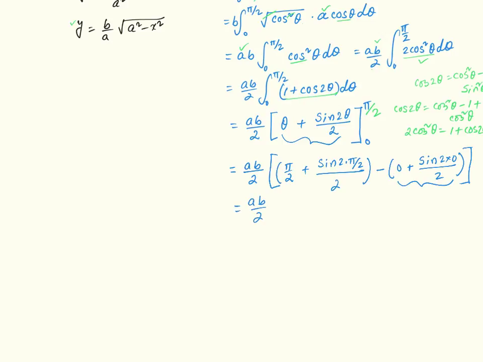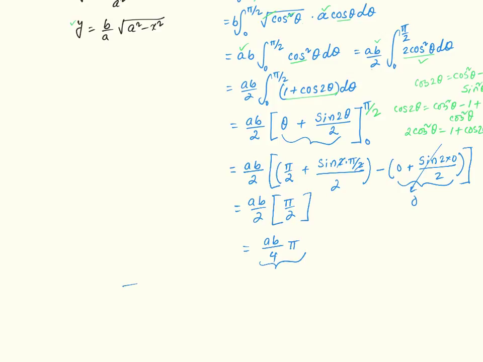It's going to be ab over 2 times, now this is just 0, as you know, sine of 0 is 0, 2 times 0 is 0, so this goes away, and this is going to be just pi over 2, because look, this cancels out, that gives you sine pi, but sine pi is 0. Now this area in the first quadrant is going to be ab over 4 times pi. Remember, we said the area of the ellipse is going to be 4 times the area in the first quadrant. So I found the area in the first quadrant to be ab over 4 times pi.